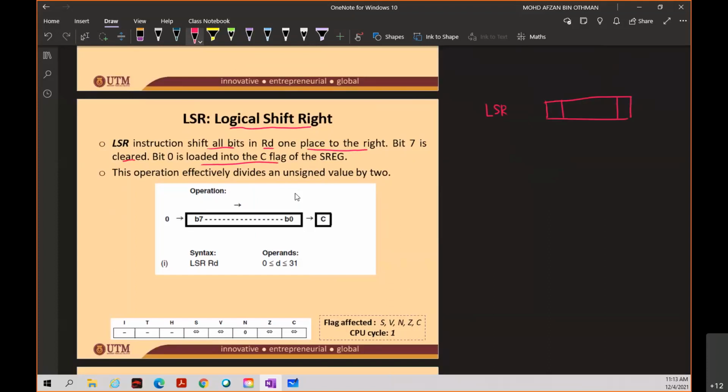Okay, 0 from outside will go to your bit 7, and bit 0 here after shifting will go to your C flag, and the rest of the bits will be shifted to the right by 1 bit. And you see here, by using this operation, you effectively divide an unsigned value by 2. So if you use this LSR, it actually divides the unsigned value by 2. Okay, so let's look at the examples.